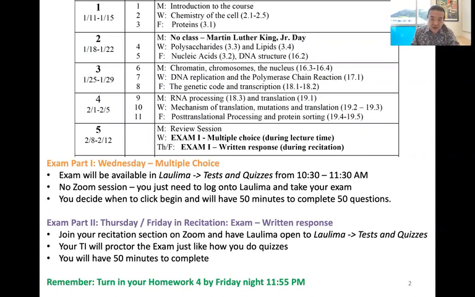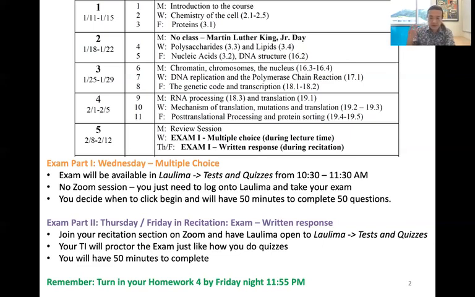So once your TI sees all of you and you're all ready, he or she will start the free response part during recitation. And that's also over La Lima, but it's just like the homework assignments. They're short answers where you have to type in a response. Okay, so it's just like how you guys have gotten used to doing the weekly quizzes with your TI, right? And then you will have the full 50 minutes of recitation to complete that.